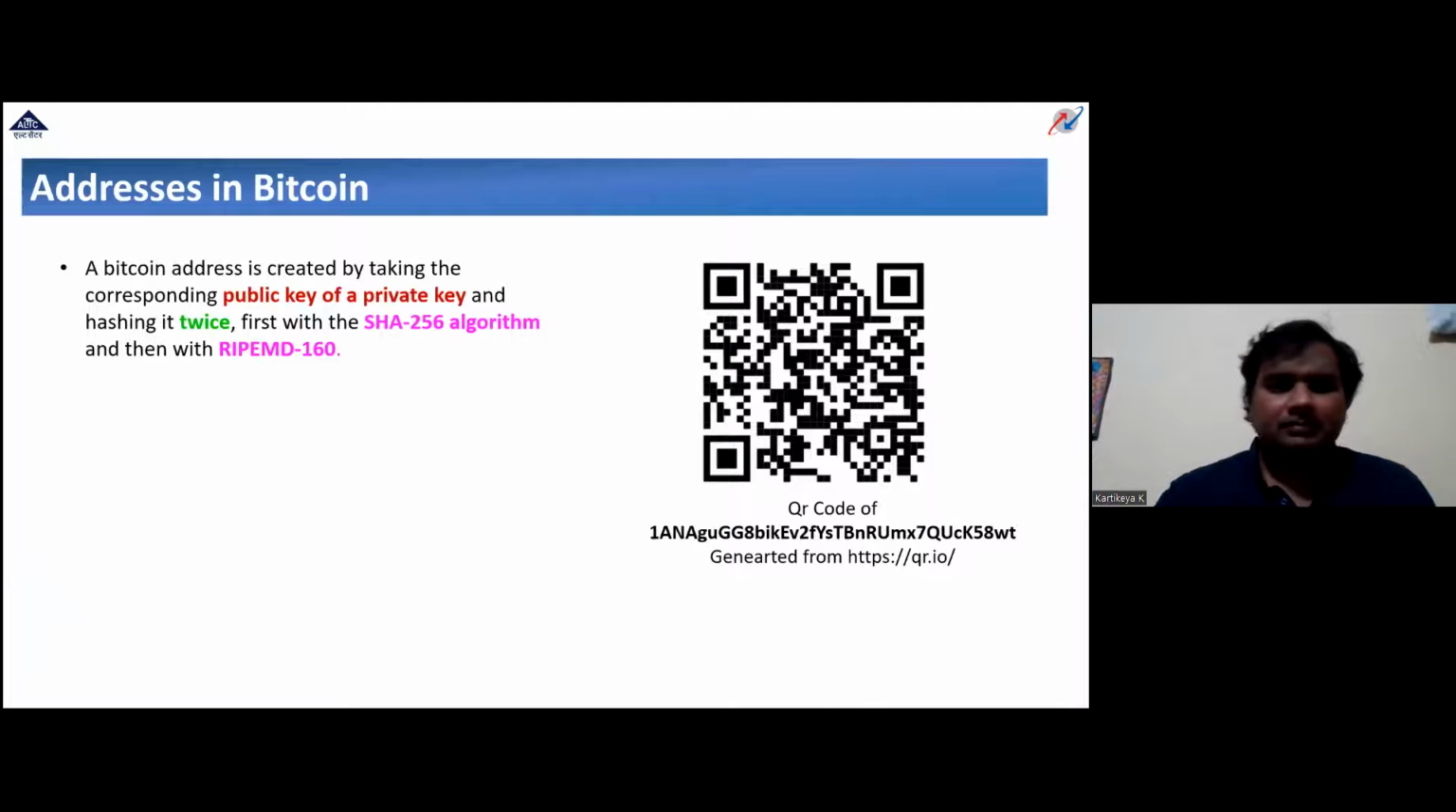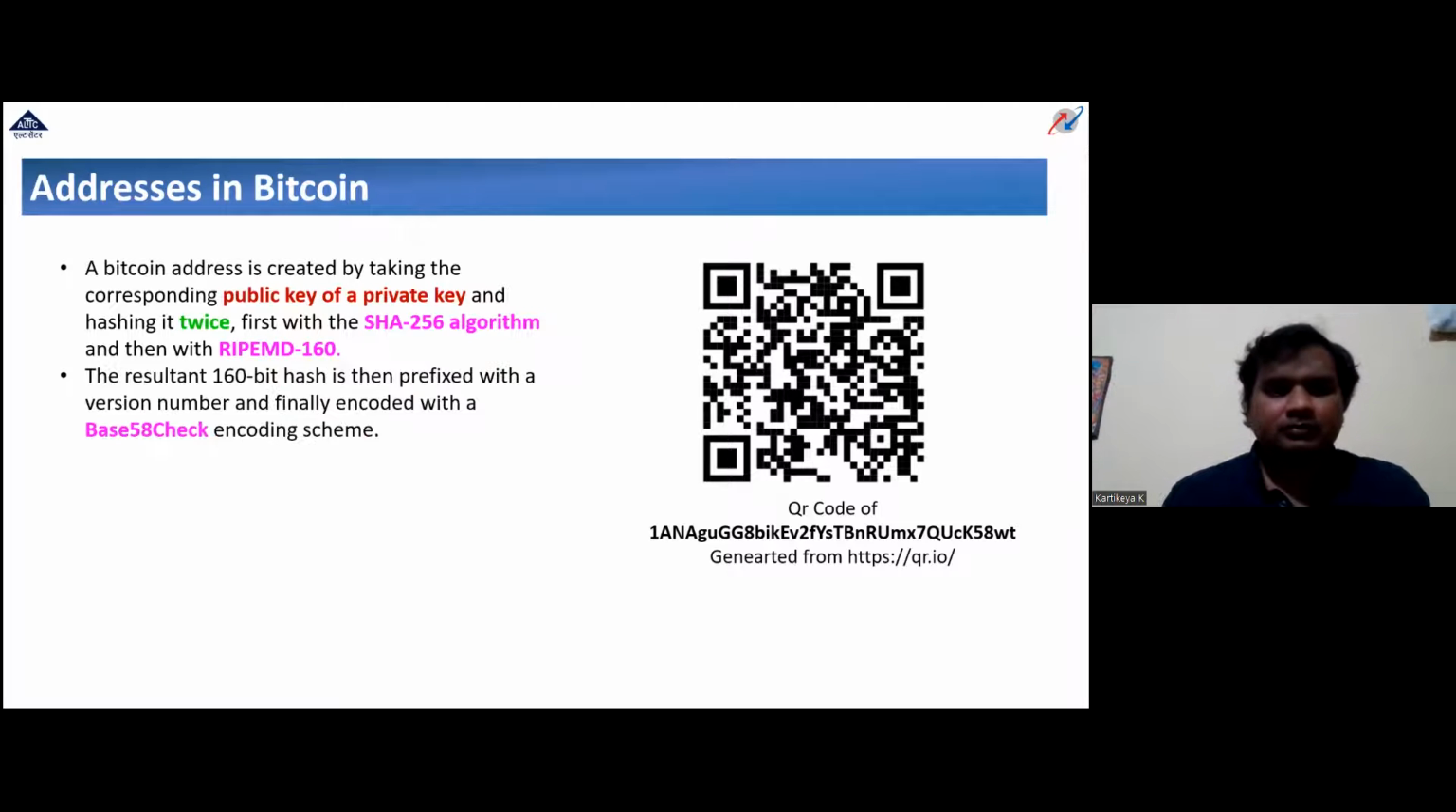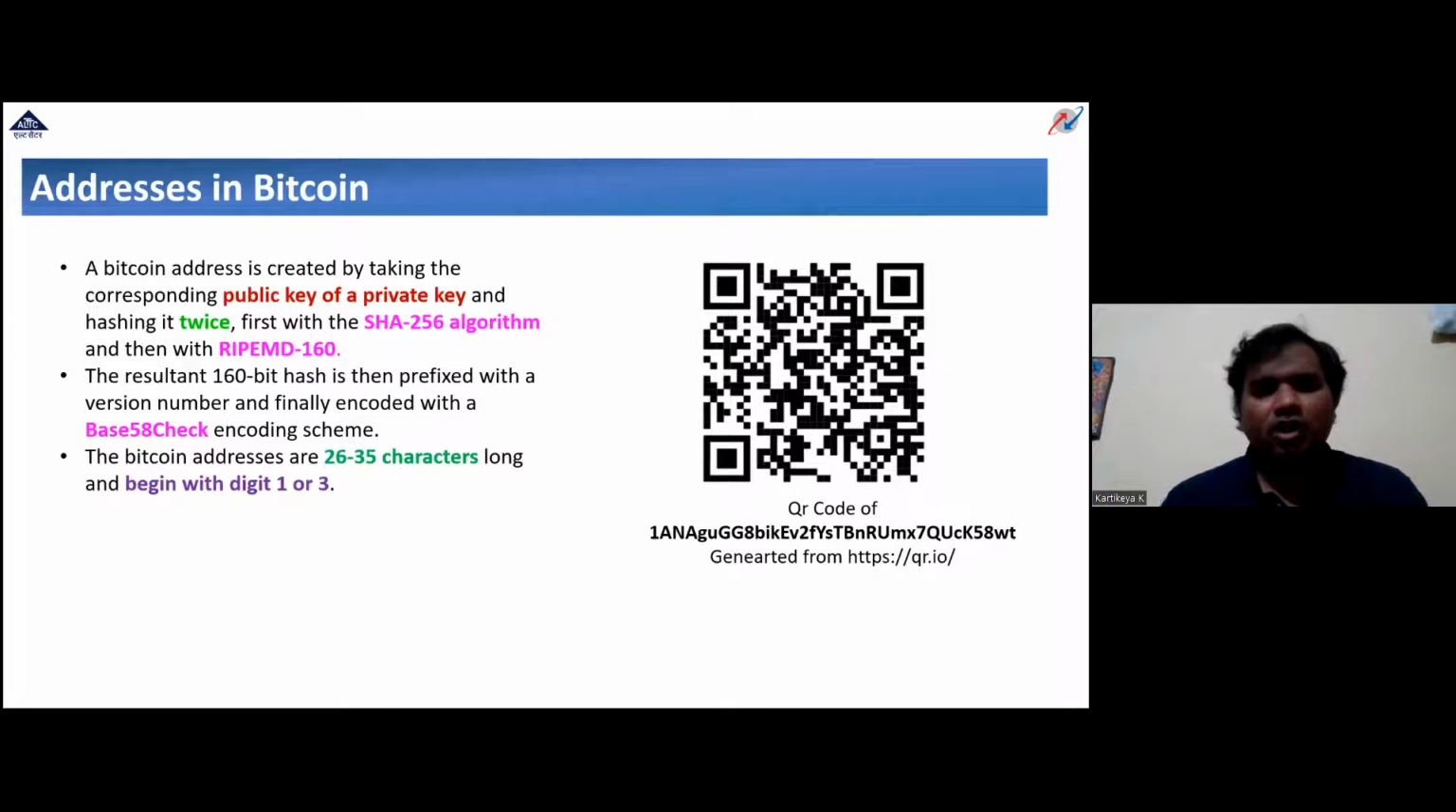Addresses in Bitcoin. A Bitcoin address is created by taking the corresponding public key of a private key and hashing it twice, with the SHA-256 algorithm and then with RIPEMD-160. These two are algorithms. SHA means Secure Hash Algorithm, 256 bit. The resultant 160-bit hash is then prefixed with a version number, finally encoded with a Base58Check encoding scheme. The Bitcoin addresses are 26 to 35 characters long and begin with the digit 1 or 3. These are the addresses, okay, not private keys.